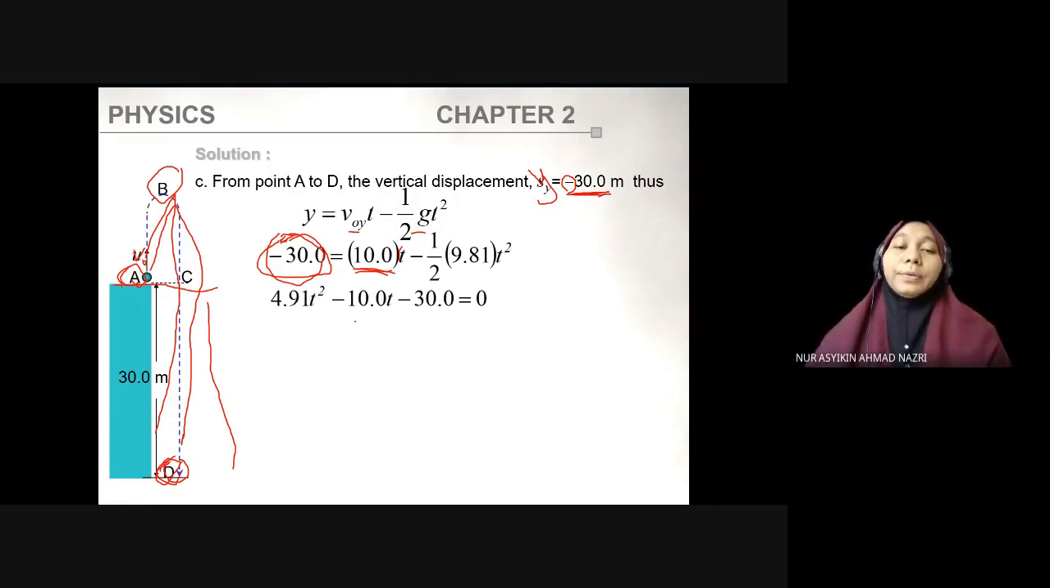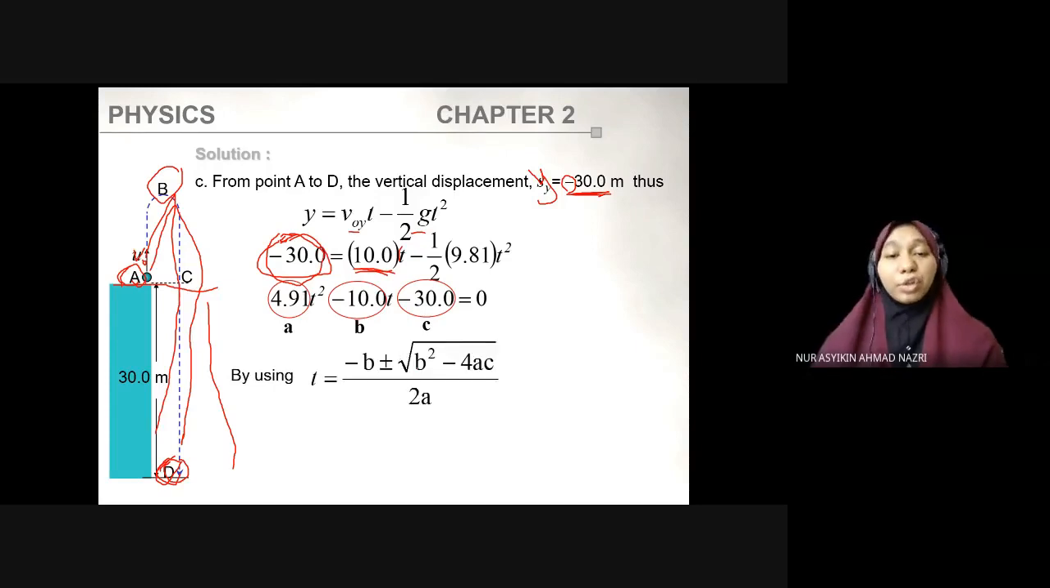Okay, so we have, panggil apa? Quadratic equation. So solve lah dia. Yang ni saya tunjuk cara tradisional. Okay, so you can use your calculator, simply can get the value T1 and T2.